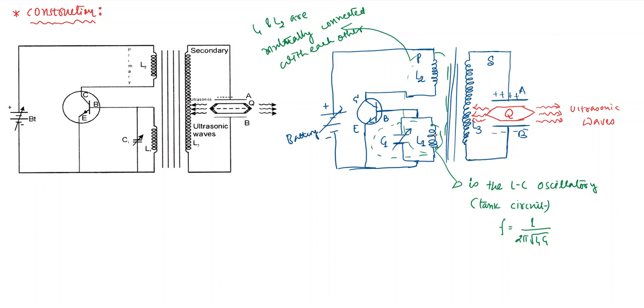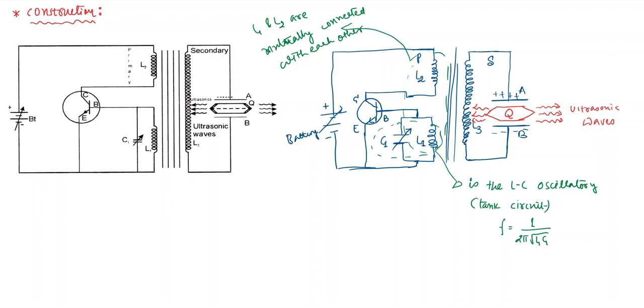Second point, the L1C1 oscillatory circuit is connected with the base and emitter of a transistor. And another coil L2 is used as a feedback loop which is connected between collector and emitter of a transistor via battery.